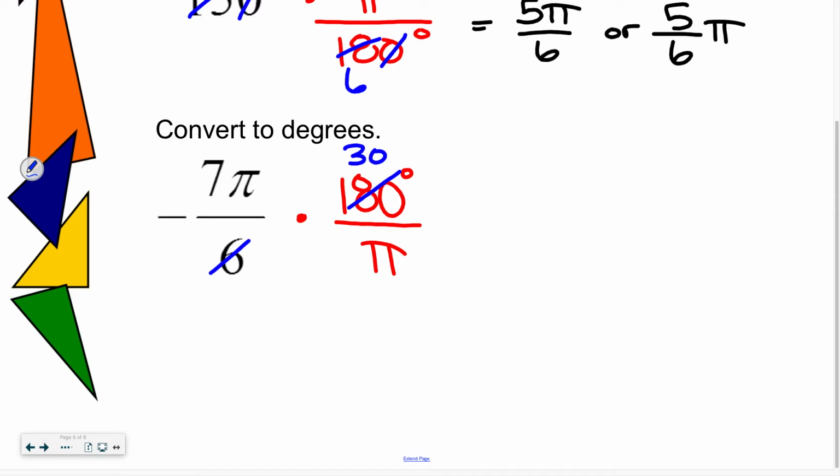Cancel out your pi's. Okay, so if you have a radian in terms of pi, when you convert it, the pi's will cancel out. That's really nice. If you have a decimal radian, like 3 radians, you'll have a pi in your answer, so you probably just calculate that to get a decimal radian. Okay, and then I just have to multiply across. So negative 7 times 30 is negative 210 degrees.